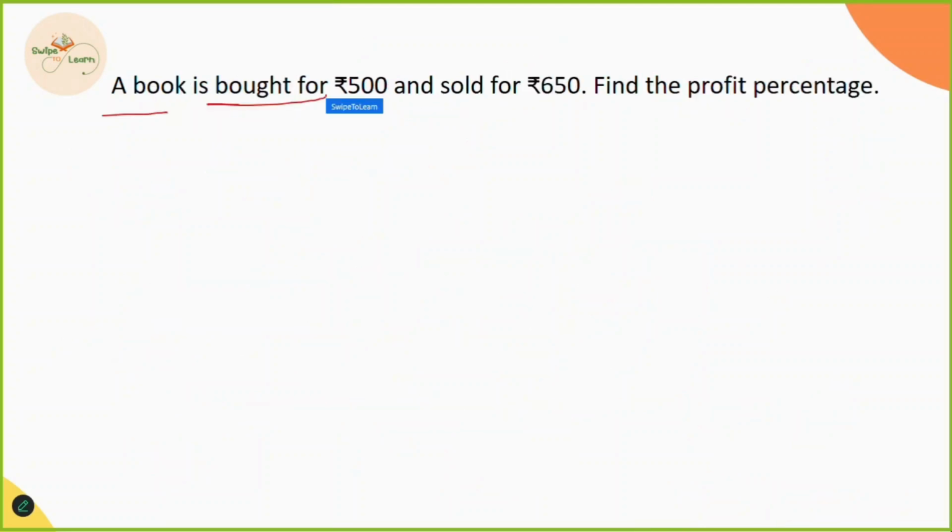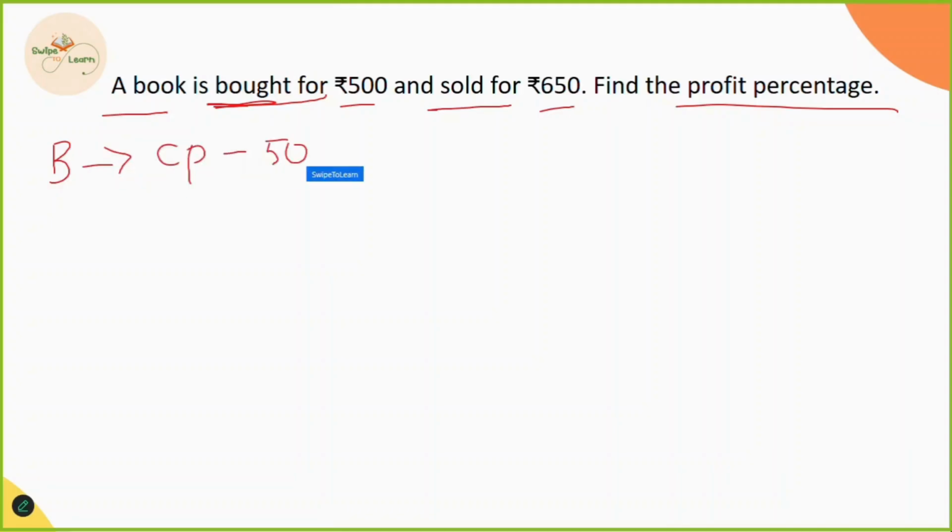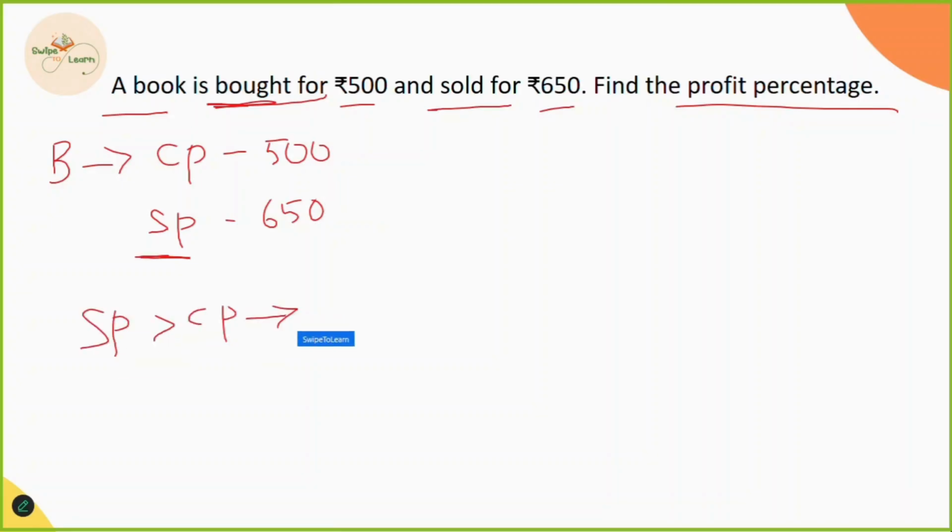A book is bought for 500 rupees and sold for 650 rupees. Find the profit percentage. Okay, so the book is bought. Buying means cost price, which is 500 rupees. We bought a book and we sold it for 650 rupees. So SP is greater than CP. Whenever the selling price is greater than the cost price, we say that there is a profit.